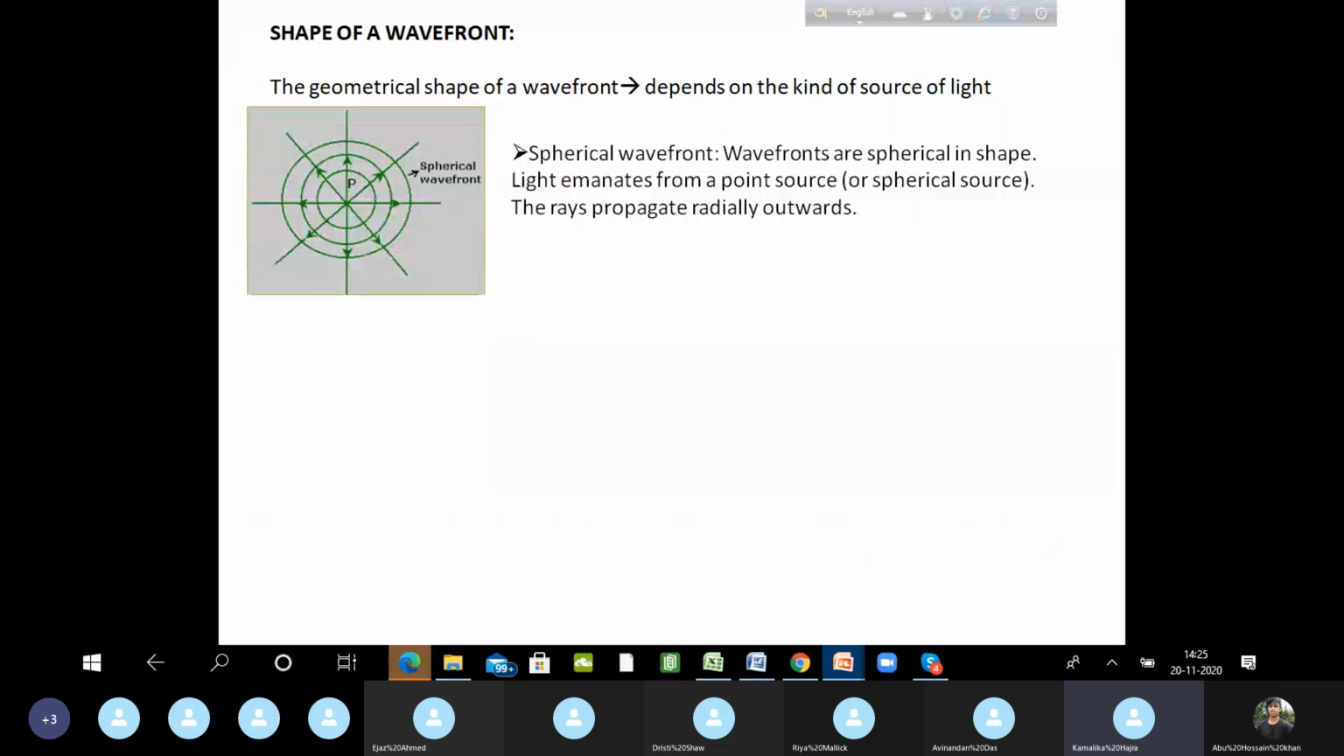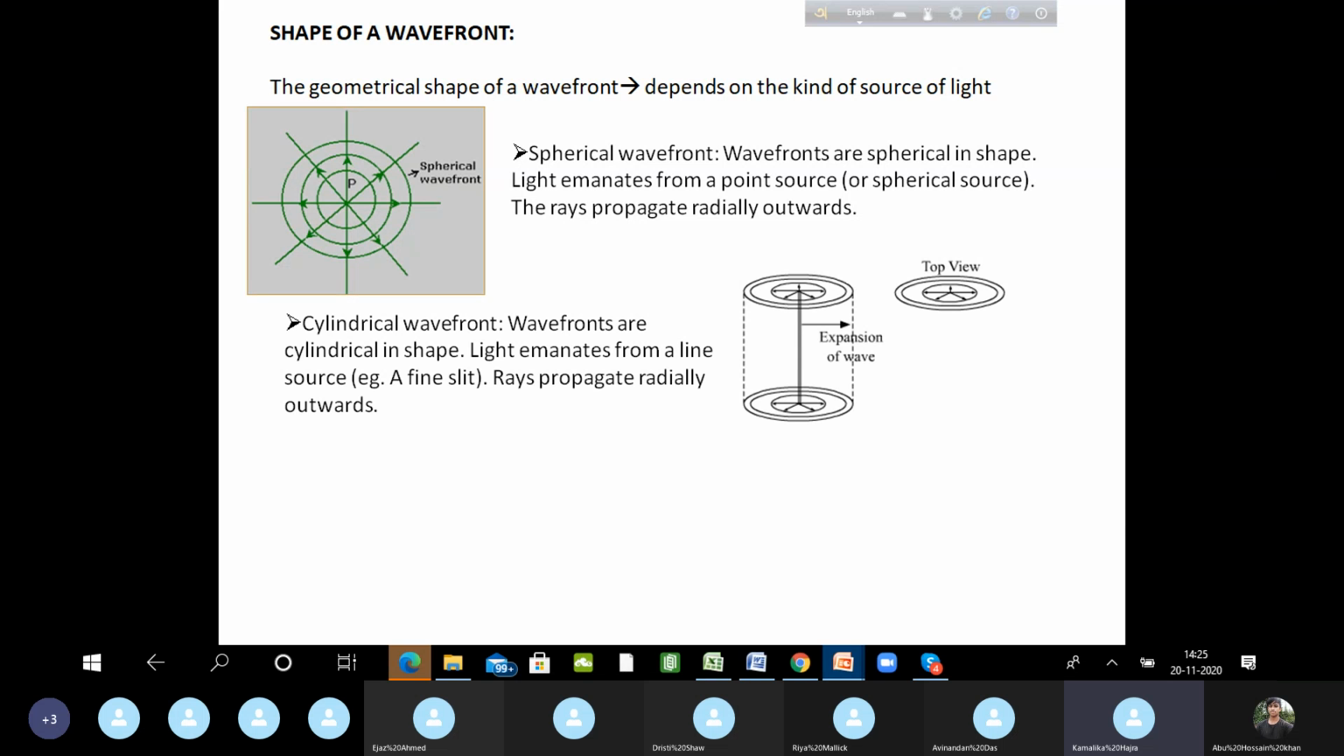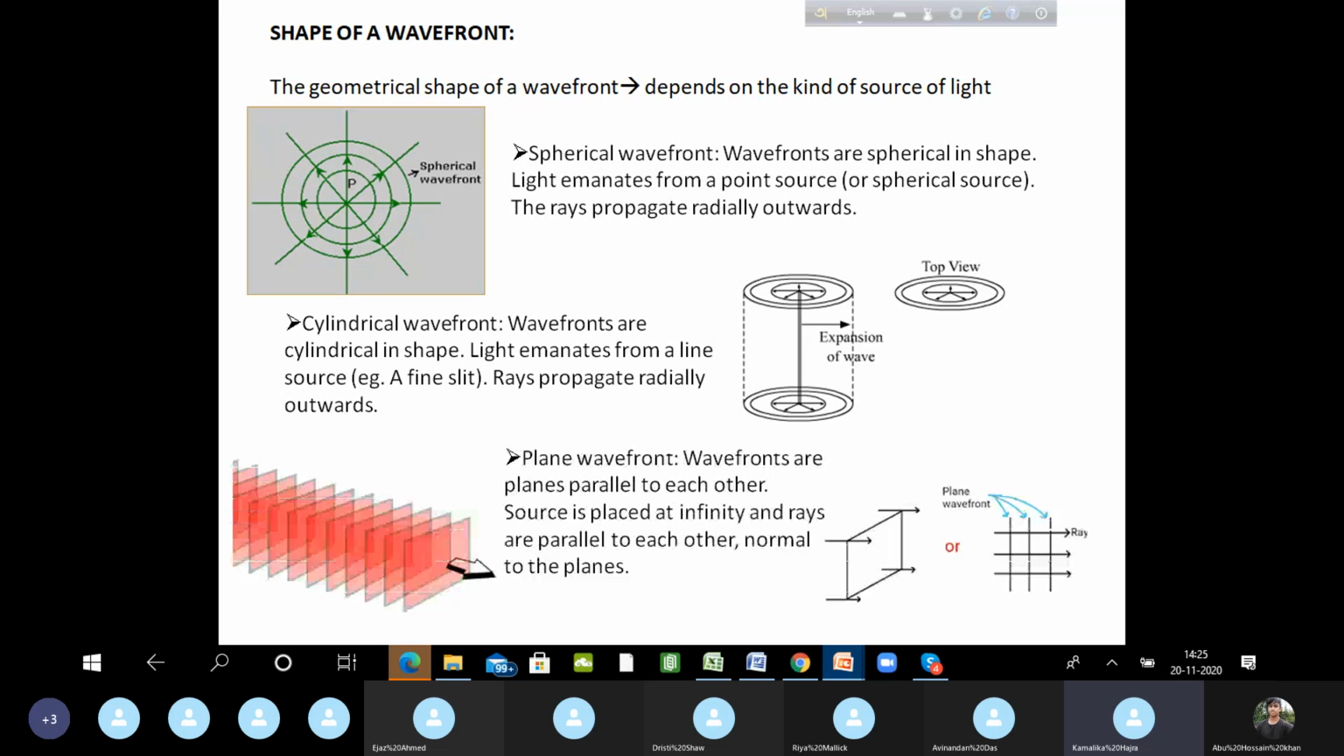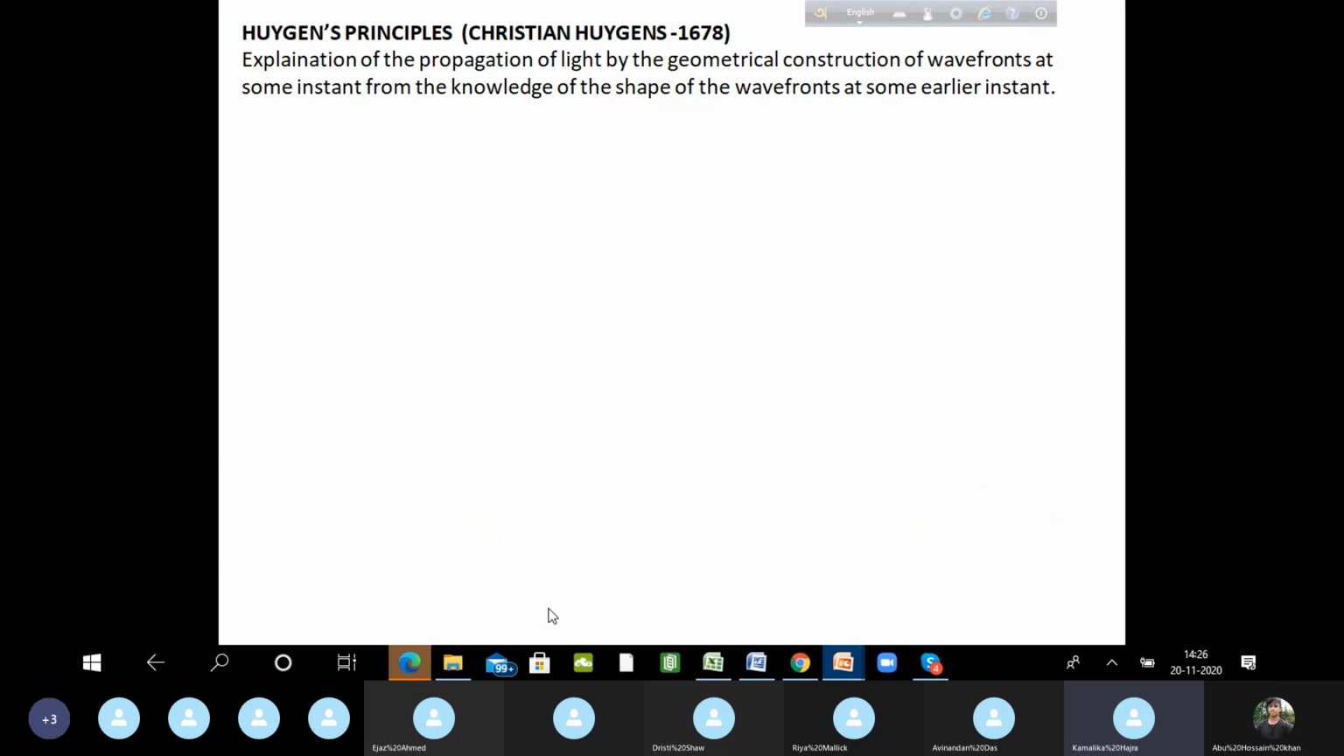Then what are the shapes of a wavefront? Usually if you have a point source, then you have spherical wavefronts spreading out in all directions. If you have a linear source, then you have cylindrical wavefronts. You might have parallel wavefronts. For a parallel beam of light, you will have parallel wavefronts which propagate in a particular direction.